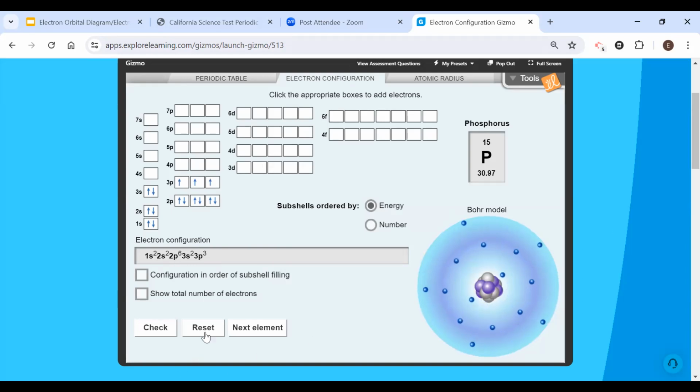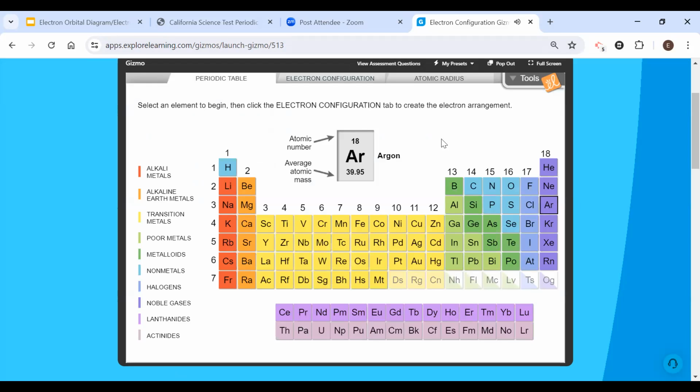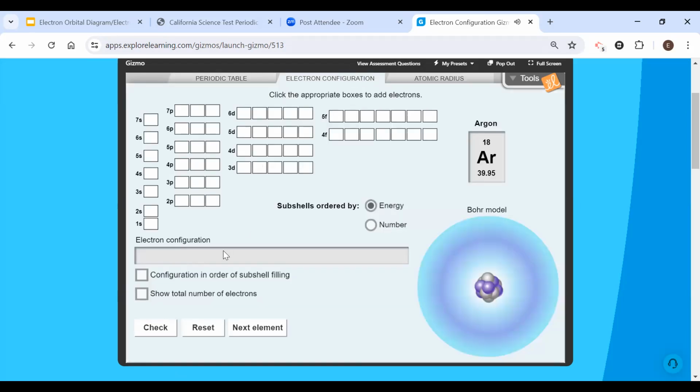Okay, argon is the next one. So argon is 18 electrons. 1, 2, 3, 4, 5, 6, 7, 8, 9, 10, 11, 12, 13, 14, 15, 16, 17, 18. Okay, here's the electron configuration. Okay, then chlorine.